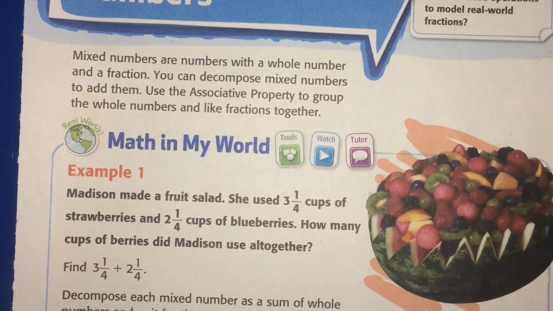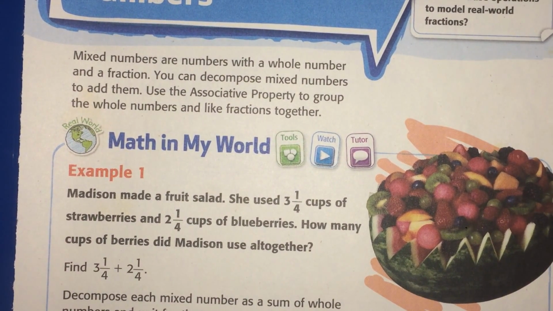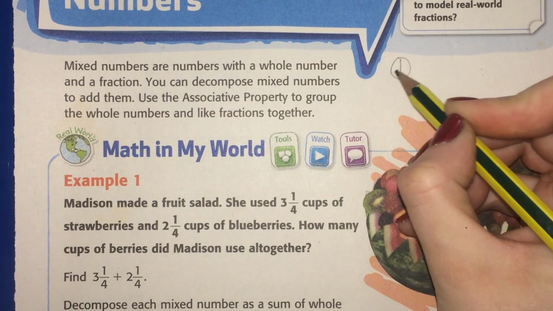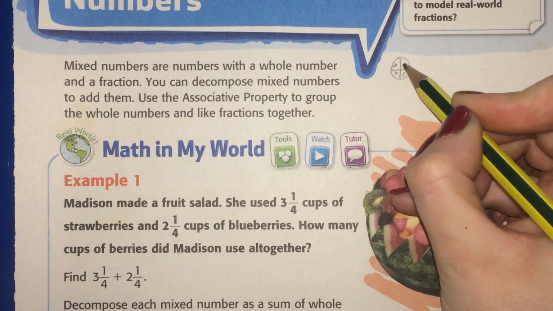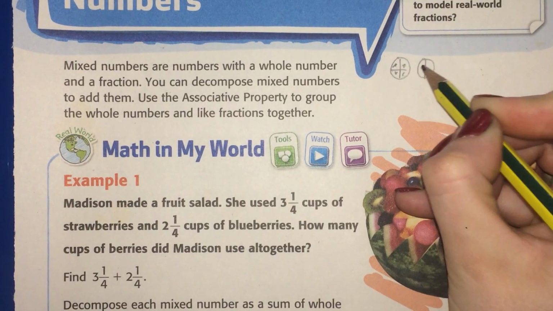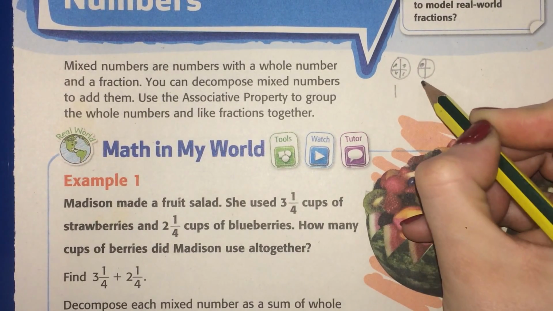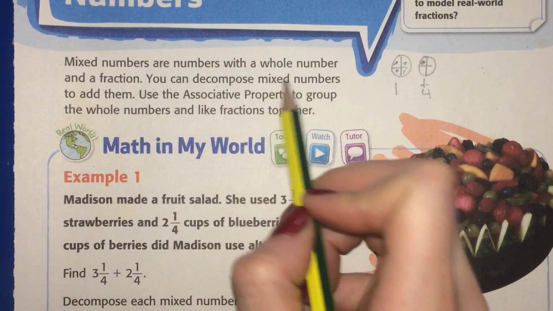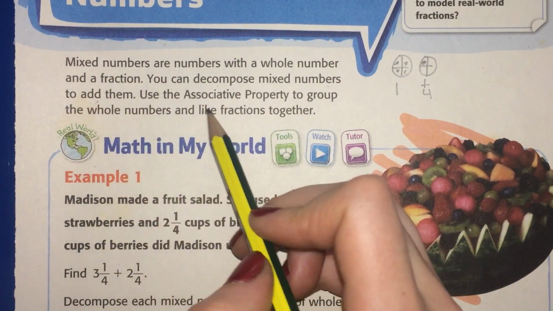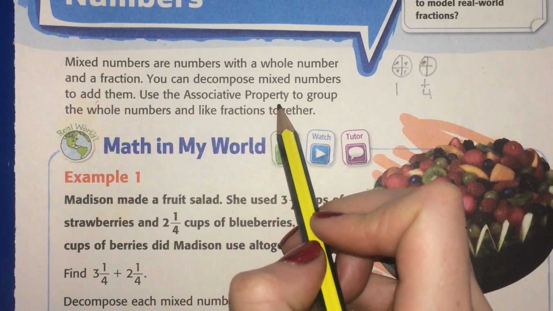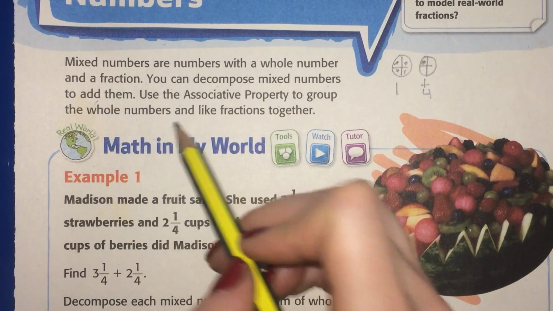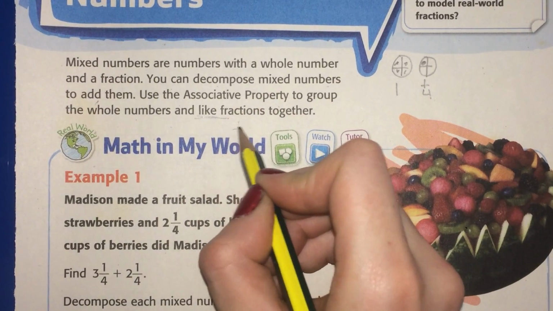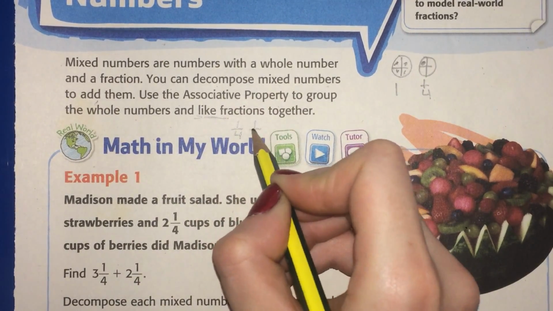Mixed numbers are numbers with a whole number and a fraction, like this, 1 and 1/4. You can decompose mixed numbers to add them. Use the associative property to group the whole numbers and like fractions. Remember, like fractions mean fractions with the same denominator.